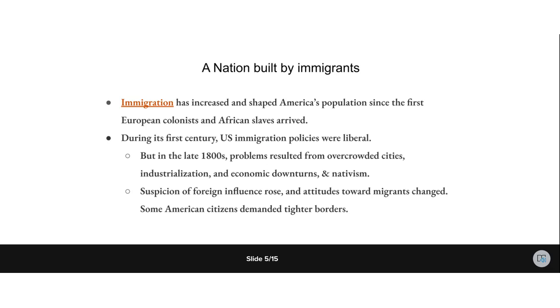Suspicion of foreign influence started to rise, and attitudes towards migrants changed, and some American citizens demanded tighter borders. If it sounds like 2023 to you, it's because the same issues were going on during the Gilded Age, the same arguments, the same problems that have been going on forever.